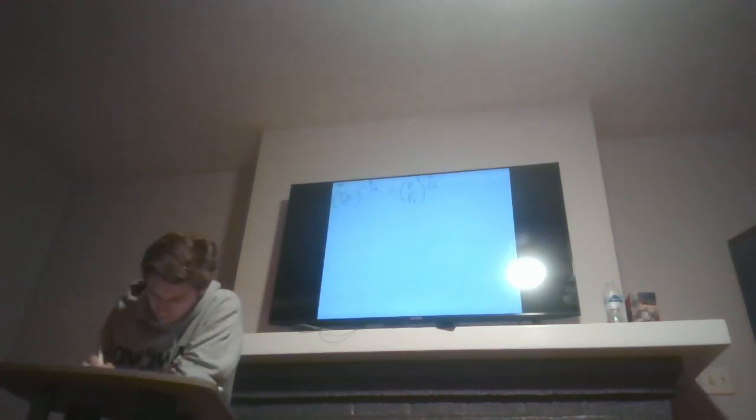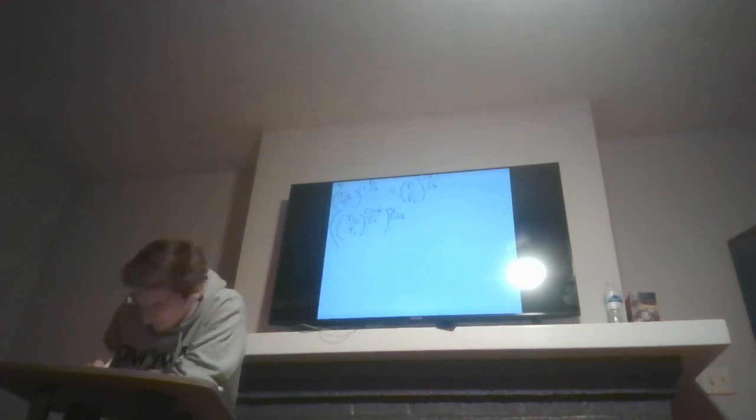So let's see here. We'll need a couple parentheses here. T2 over T1 times CV plus R over CV. Another parentheses. CV over CV plus R. And this is also to the power here. That's to the power.